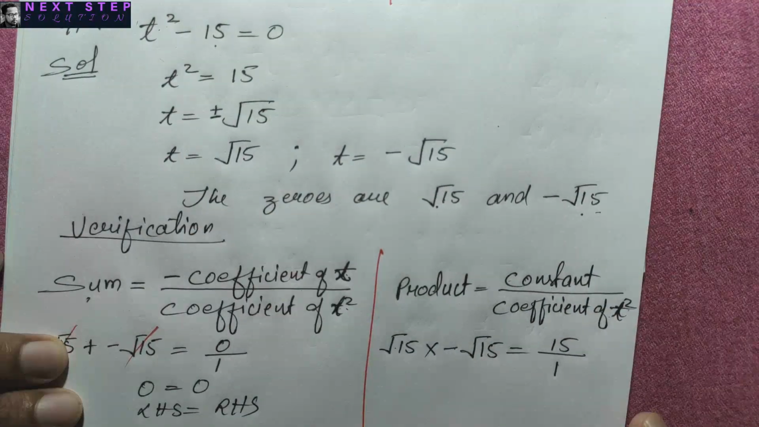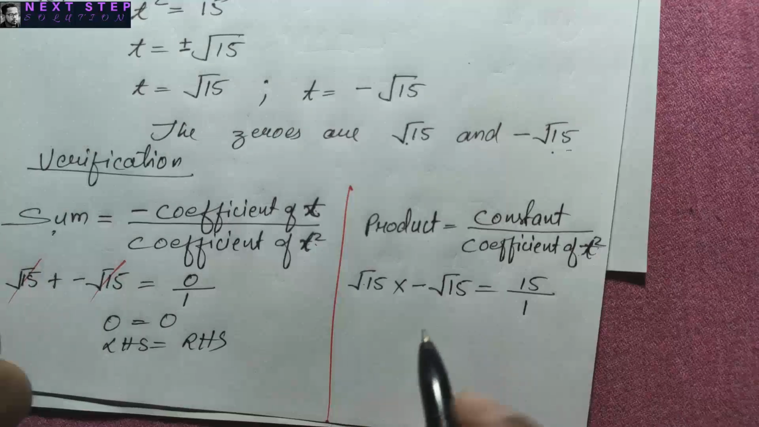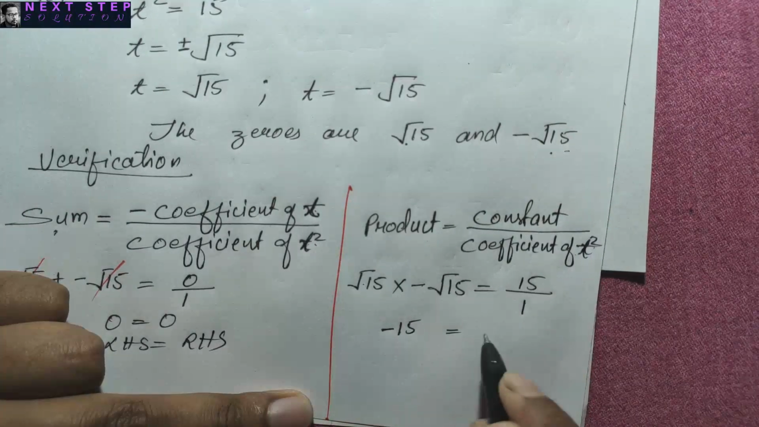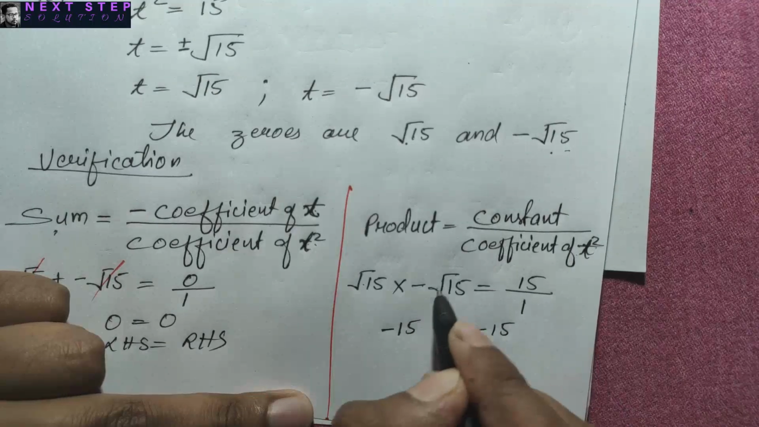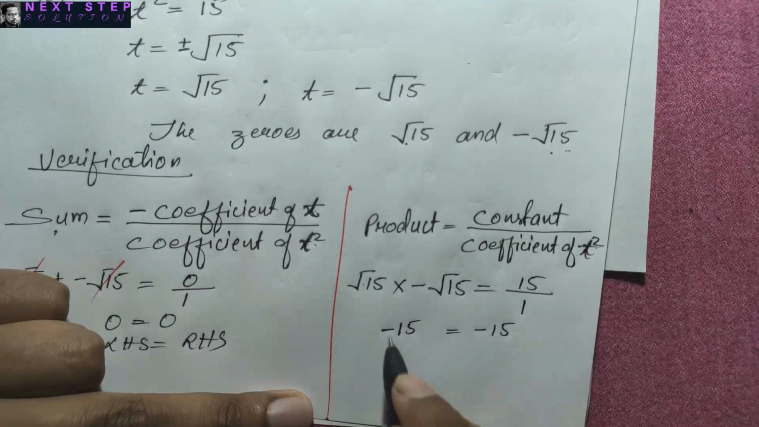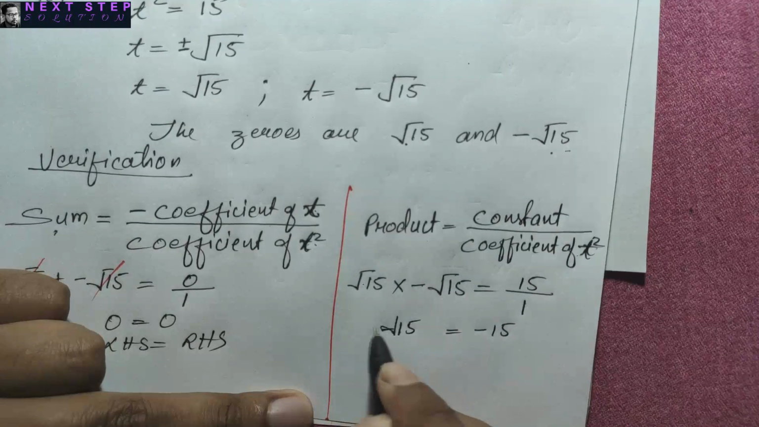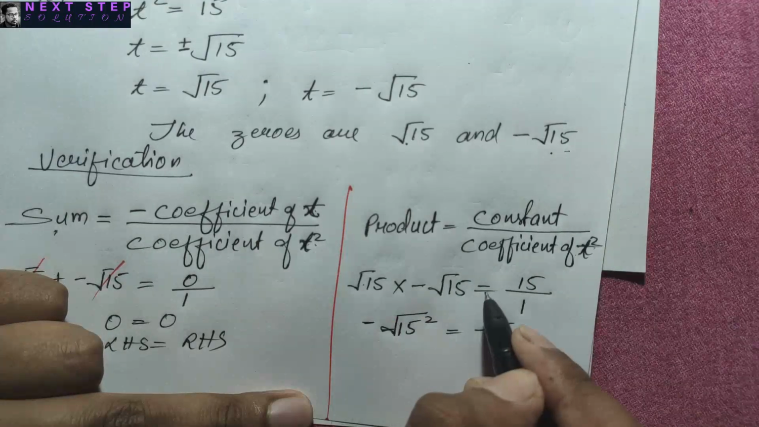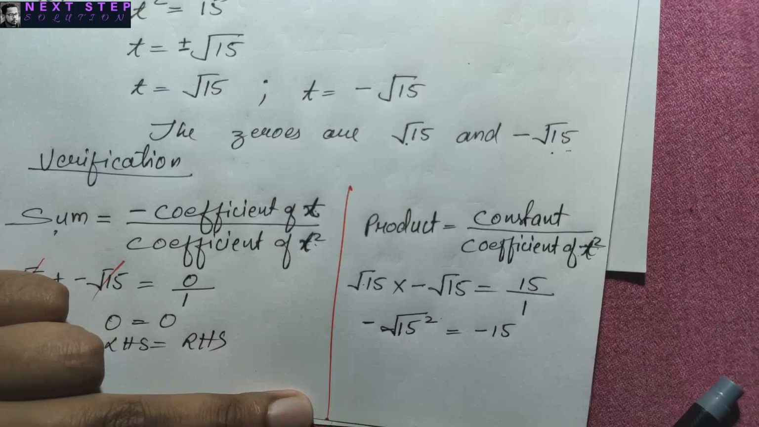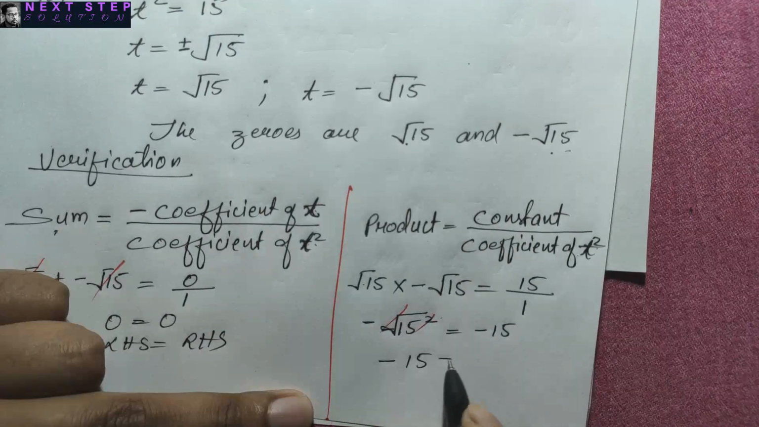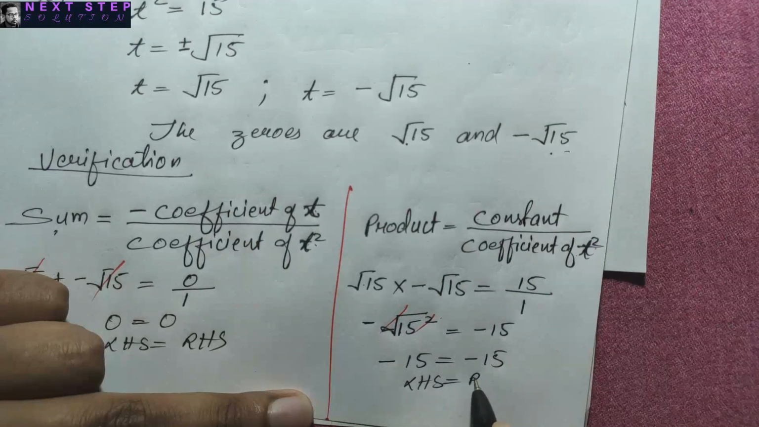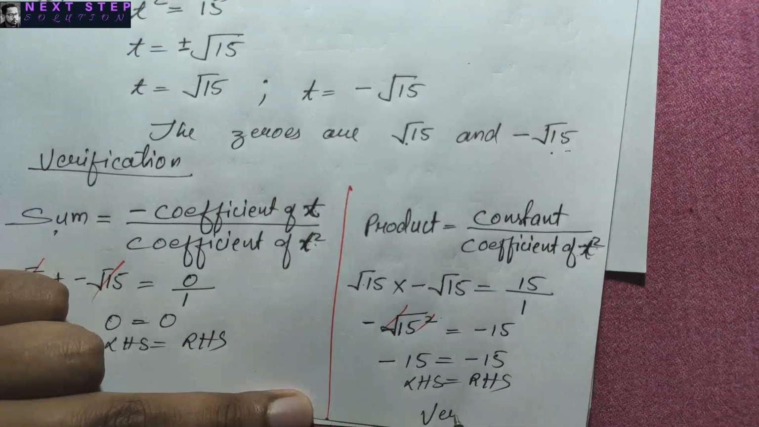Now if we multiply, root over 15 into root over 15 will give you 15. Minus is there, so it equals minus 15. If we get confused with this, we can also write it as minus root over 15 square. Root over 15 into root over 15 gives root over 15 square. Square and root over can be cancelled and we get minus 15, which is equal to minus 15. So here also we got LHS equals RHS, so verified.